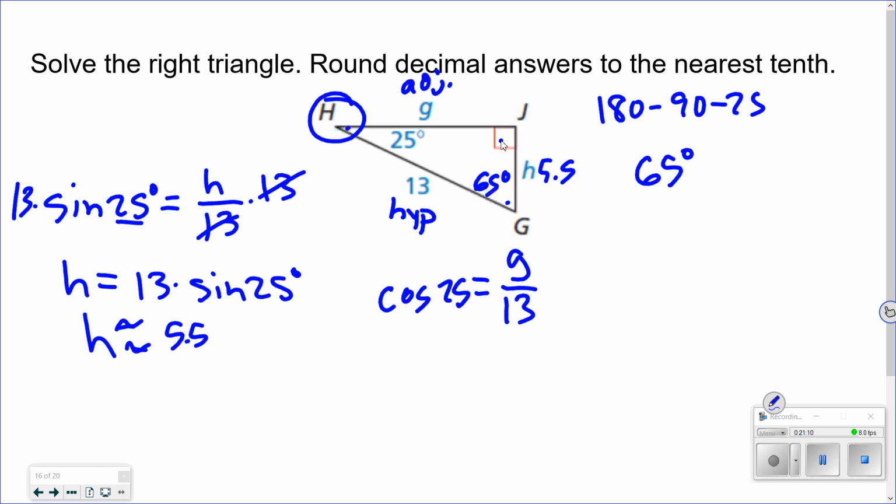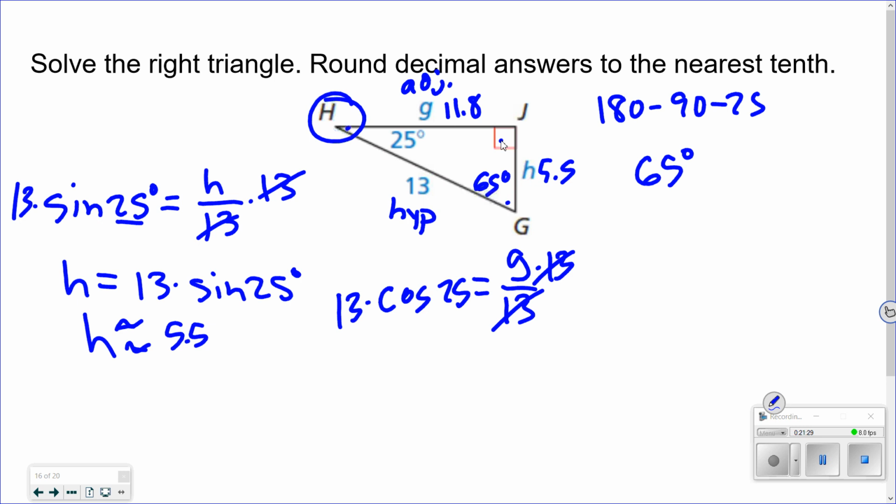Okay, solve this equation from here. Times by 13, cancels that out. Make sure you times the other side by 13. That's what g should equal. So grab your calculator again. You're going to put in 13 times the cosine of 25, and you get 11.8 is what it comes out to be.